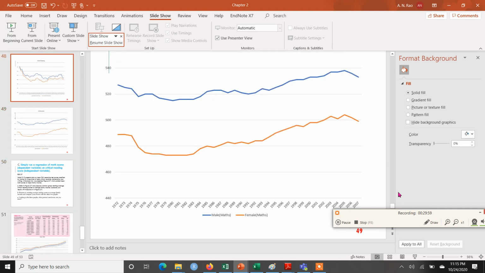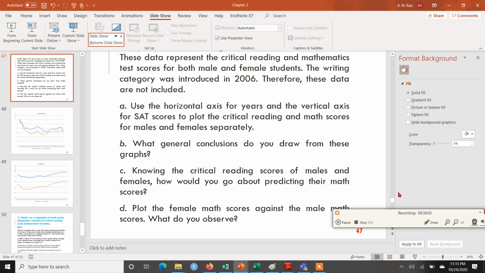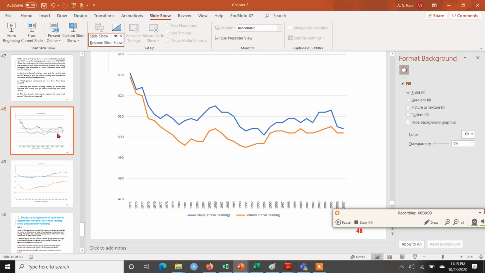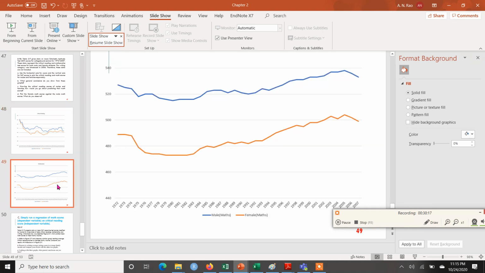Okay, so coming back to the question, what general conclusion do you draw? We have already discussed that the general conclusion is that if I talk about the reading aspect, the males are performing better than the females. If I again talk about the math score, this data shows that the variation in the male and female scores is pretty much similar, but the males are scoring higher as compared to the females. So this was the general comment on this plot.